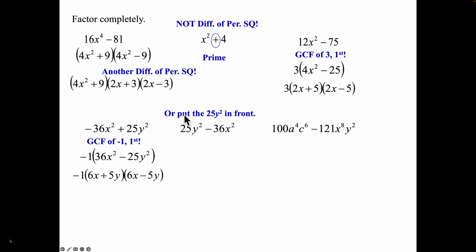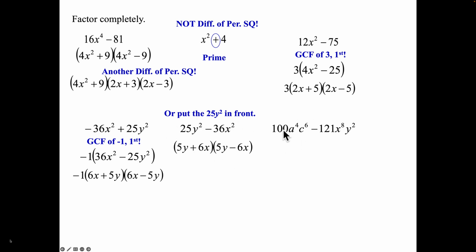The second way of doing this is to say, hey, wait a minute. Why don't I just take the negative 36x squared, move it to the right of 25y squared, and that's my difference of perfect squares, and make it 5y plus 6x, 5y minus 6x, and that's the same answer as this right here. If I were to distribute the negative 1 into that second binomial, that gives me the 5y minus 6x, 5y plus 6x, and 6x plus 5y. They're the same. I think this is quicker.